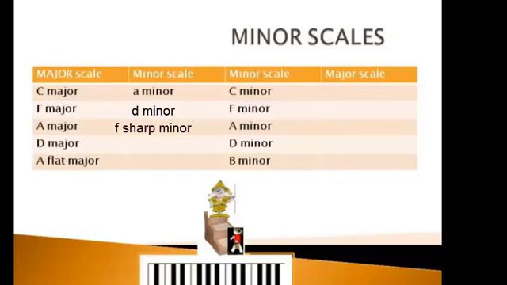Next is D major. We're going from the majors to the minors, so you're going to go down. Starting on D, you're going down 3 semitones. So D major's relative is B minor.